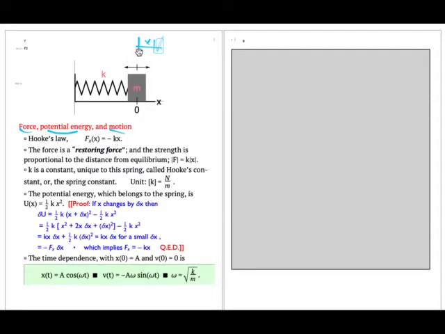If I pull it over to the right by 1 centimeter, there'll be a certain force. If I pull it over to the right by 2 centimeters, the force will be twice as great. If I pull it over by 1 centimeter, the force will be k times 1 centimeter. If I pull it over to 2 centimeters, the force will be k times 2 centimeters, twice as strong. So the force depends on the distance linearly. And that's a good approximation for most vibrations.